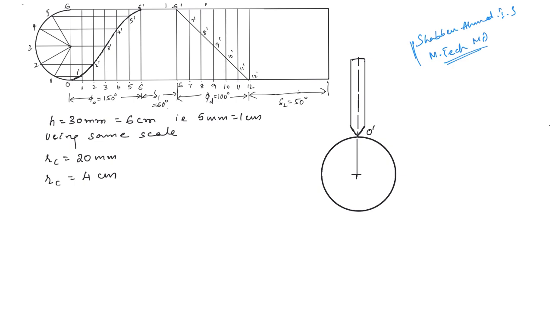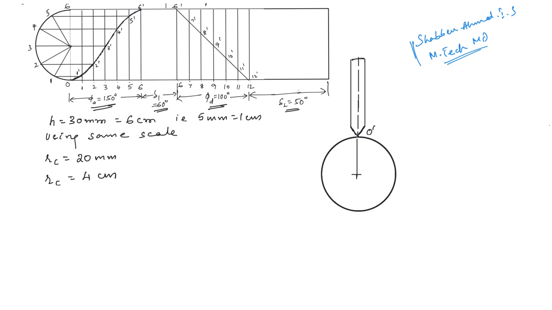Afterwards we have to divide this circle into the angle of ascent, first dwell, then angle of descent and second dwell. Now starting from this point we have to mark 150 degrees in the counterclockwise direction.